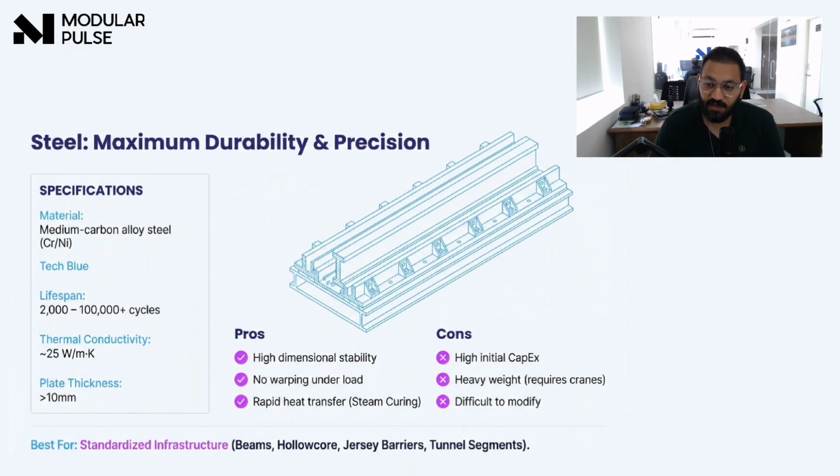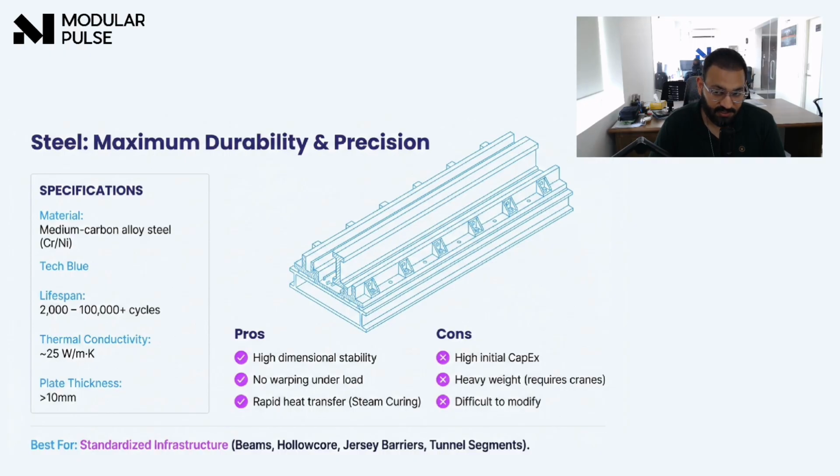This is the heavy artillery. We use steel when we need to do three things: mass, conductivity, and cycle life. Steel has a high thermal conductivity. This is crucial if you are steam curing. A steel mold acts as a heat exchanger, transferring that energy directly into the concrete core to accelerate hydration. If you tried with wood, the wood acts as an insulator, and your cycle times double.